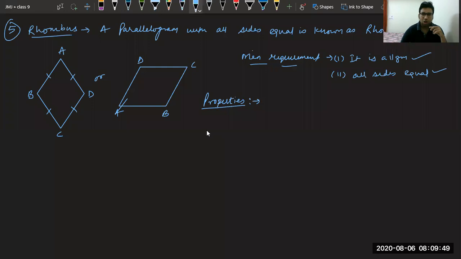The first one is all sides equal, you already know. All properties of parallelogram. Second property, anyone? Second property, diagonals are not equal. Very good, Moksh. It is not important that diagonals are equal. Matlab, it is not generalized. It may be, it may not be. You cannot generalize that. Yes, diagonals bisect perpendicular to each other.